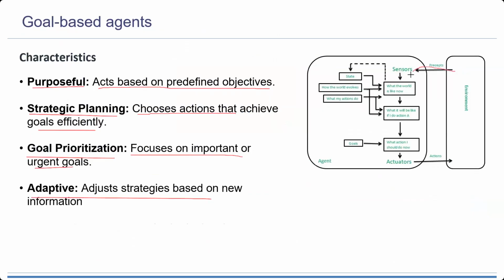So the idea is still the same. We have the percepts, and the sensors will check what the world is like now. There should be a model, and there should be a question: what will it be like if I do action A? Whether action A will achieve the goal or not. If action A achieves the goal, then we will select this action, and we will do this action to the environment.